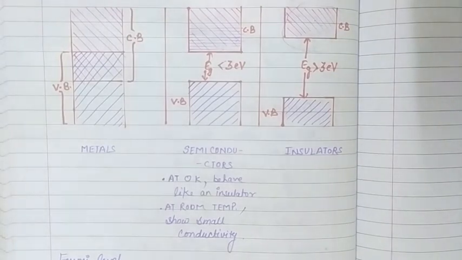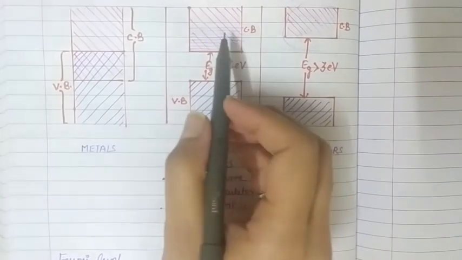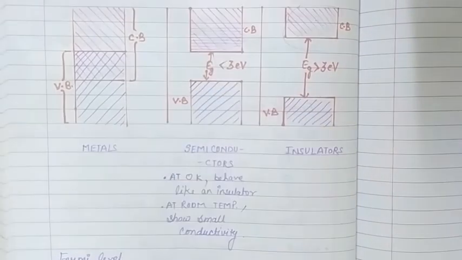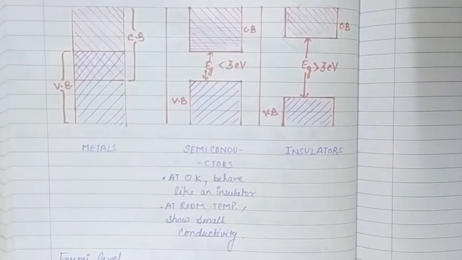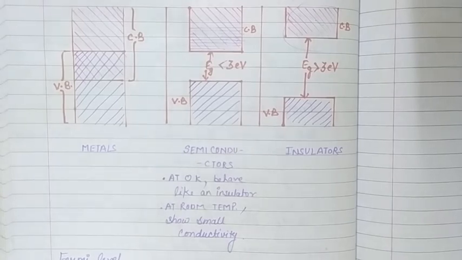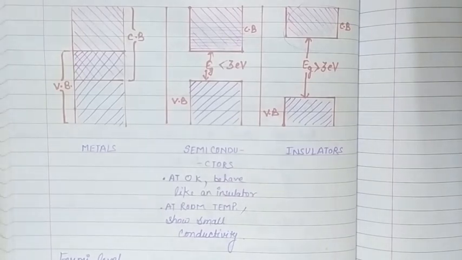So the highest energy level in the conduction band filled up with electrons, that electron is occupying the highest energy level in the conduction band. It is the highest energy level occupied by the electron at absolute zero. That level is called Fermi level, and energy corresponding to that level is called Fermi energy.